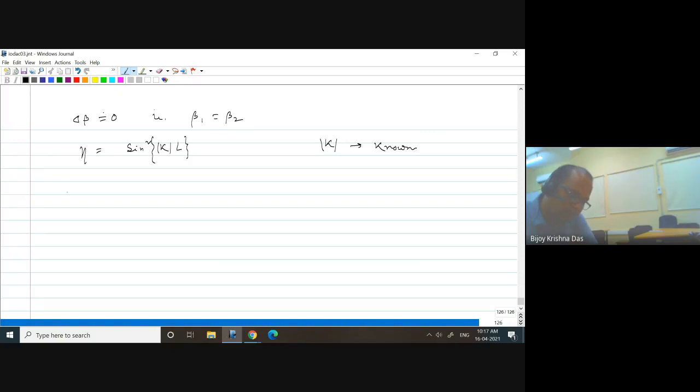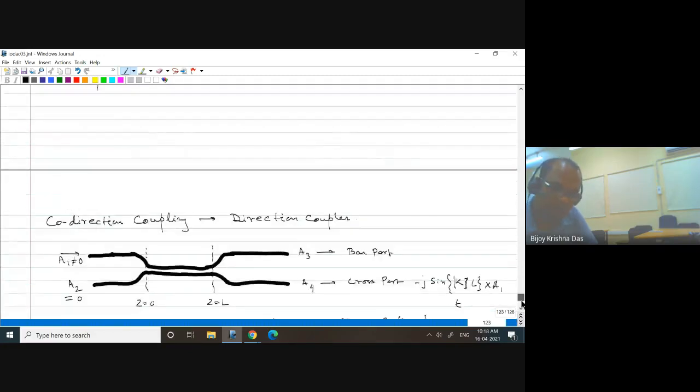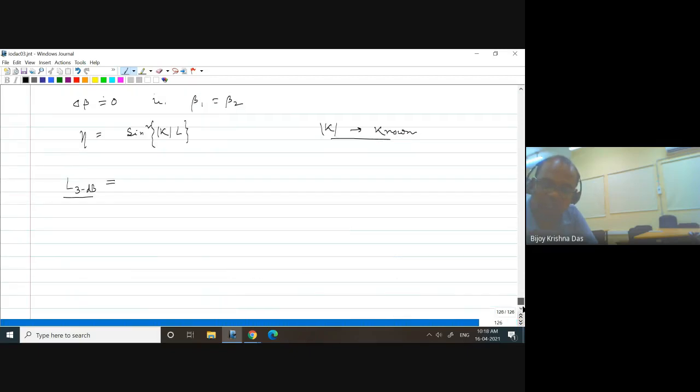Now can I find out L 3 dB? For a given wavelength, symmetric case, I want to design a directional coupler of length L 3 dB where kappa is known. You can go back to the previous slide. I need to know this length so that it will couple 3 dB, that means 50% coupling to the second waveguide, and 50% remains in the first waveguide. Okay, so what would be the L 3 dB expression? Can anyone help me?